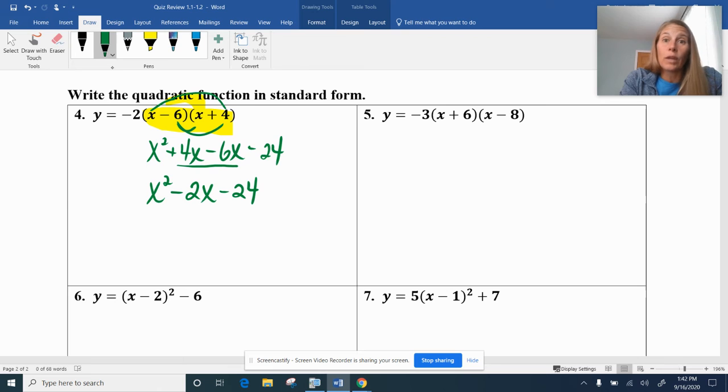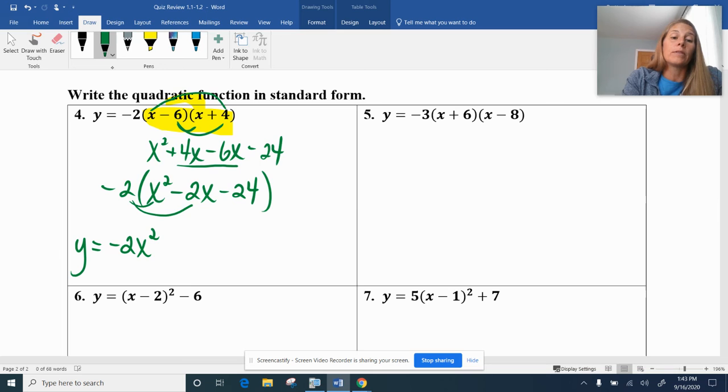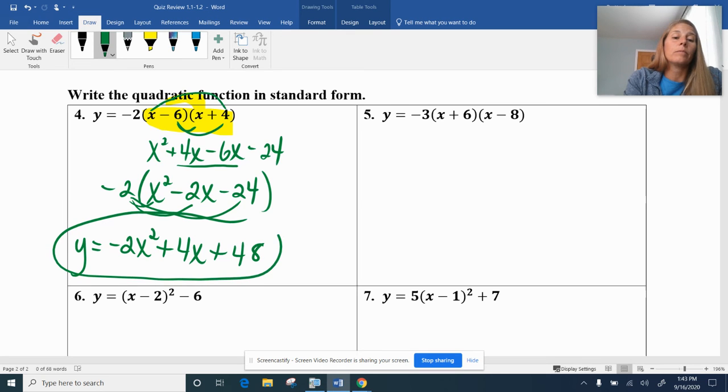Okay, so now you think we might be done, except we never multiplied that -2 into there yet. So we're going to take that product we just got and multiply the -2 in by distributing. So we're going to have -2x squared plus, because negative times negative is a positive, 4x, and then plus 48. And that is our answer to that one.